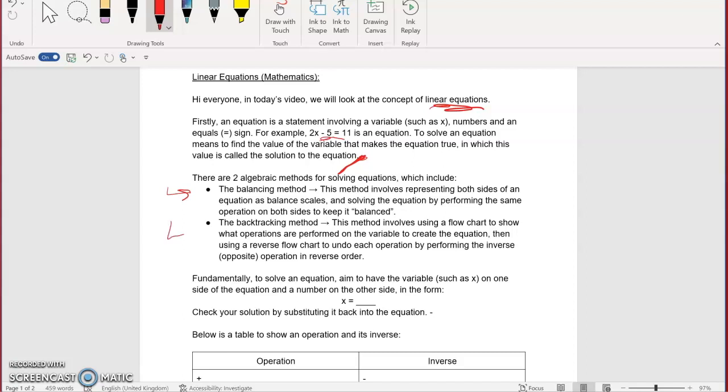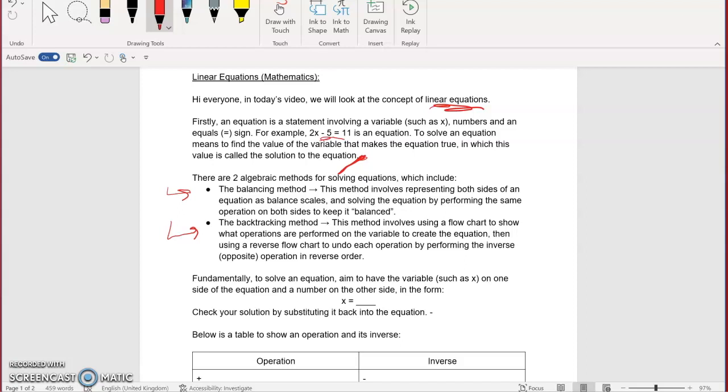And the second method is the backtracking method. This method involves using a flowchart to show what operations are performed on the variable to create the equation, then using a reverse flowchart to undo each operation by performing the inverse opposite operation in reverse order.